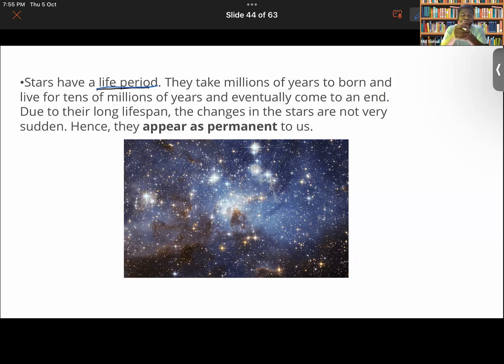So we have to talk about the life cycle of a star. Anyone who has an idea, star की life cycle कैसी होती होगी? Sir, I know that after some time they turn into black holes. Not necessarily. जो bigger stars होते हैं उनके cases में देखा गया है. They either blow up or become a dwarf star.